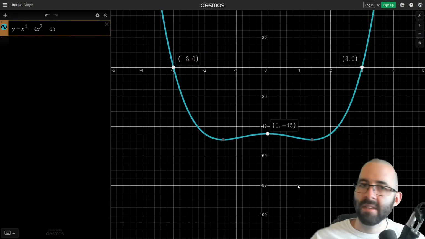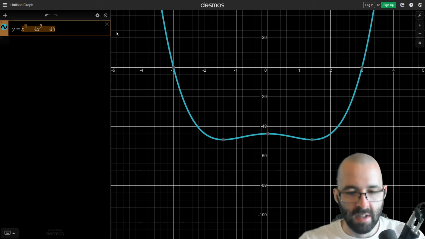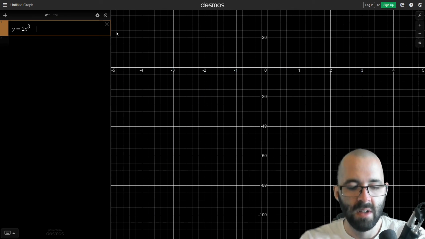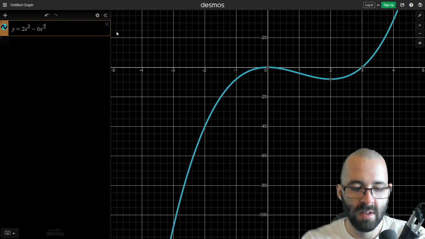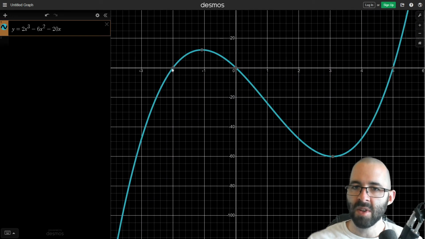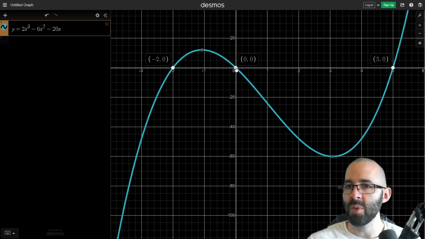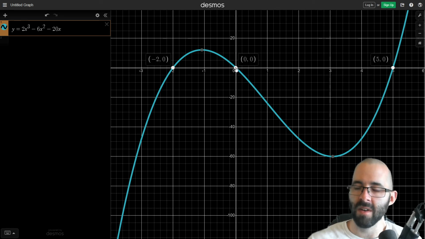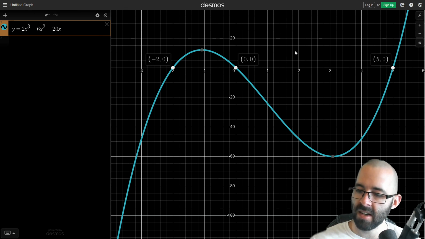Let's see if we were right. 2x cubed minus 6x squared minus 20x. The intercepts are negative 2, 0, and 5. Those are our x-intercepts. Good. And the y-intercept, well, the y-intercept is also right here. Y equals 0. Checked our answers. We're good to go. All right, and that's how you find intercepts.